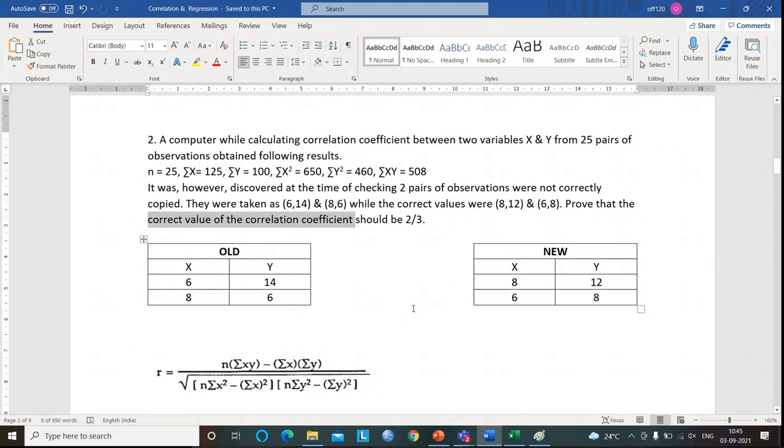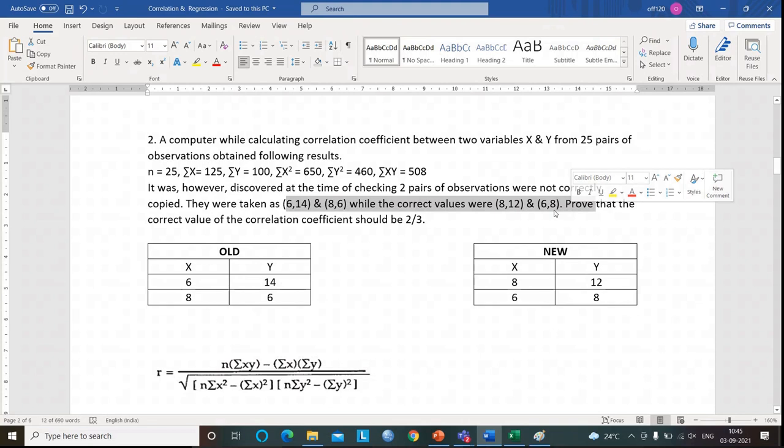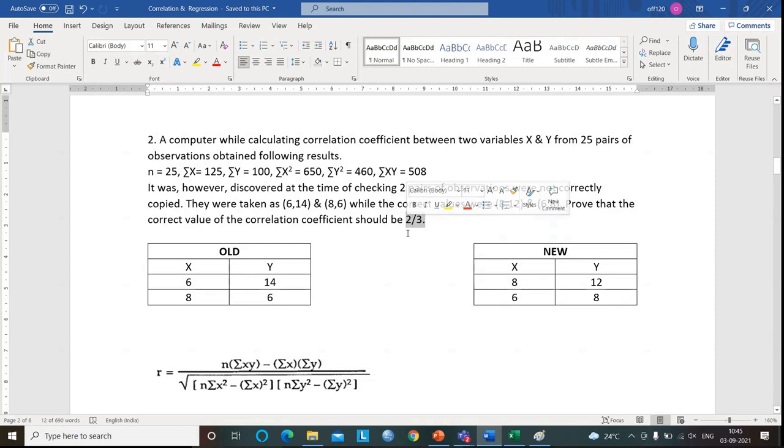That means what are they asking us to do? They are asking us to replace these mistyped values with the actual values. Okay, so we have to remove the older values and replace them with our new values. And by getting the new answers, once I substitute in our correlation coefficient formula, we have to get the coefficient of correlation answer as 2 by 3.